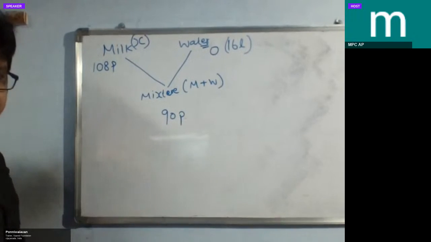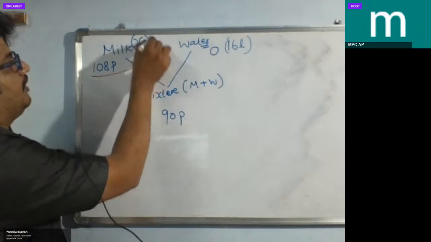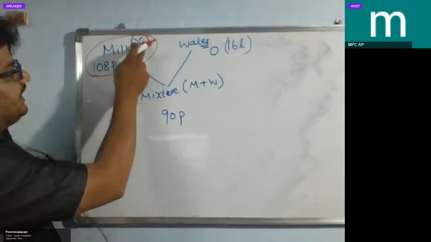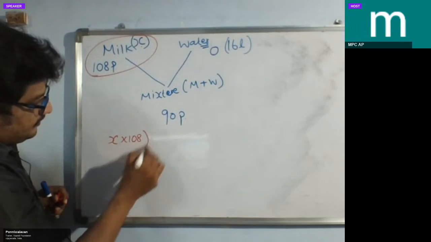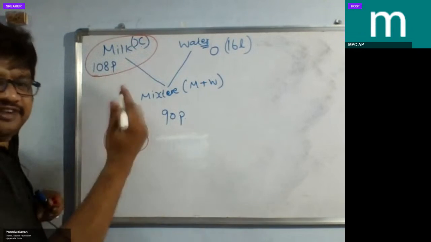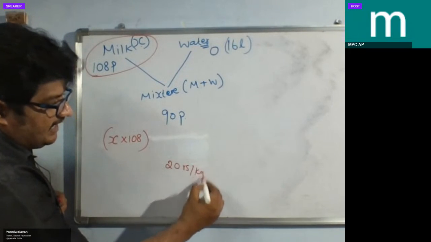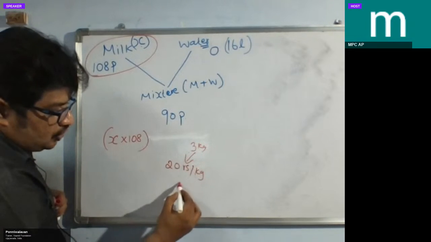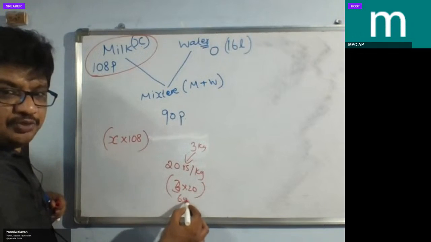Now tell me, what is the total value of the pure milk? X into 108, right? In the first question we solved, 20 rupees per kg and it has 3 kg. So how do we find the total worth? 3 into 20, so 60 rupees.